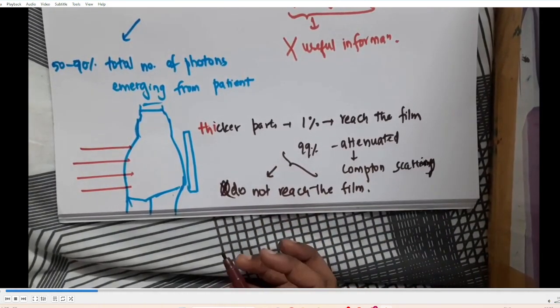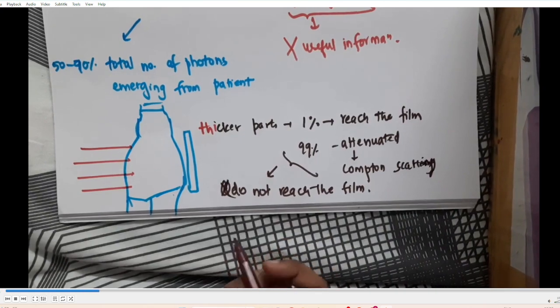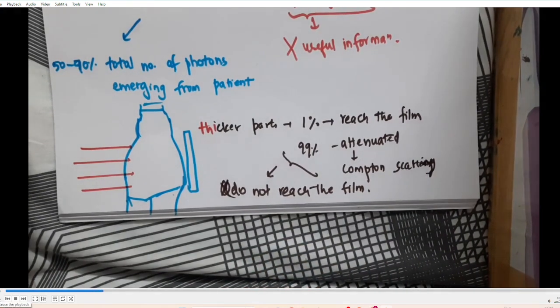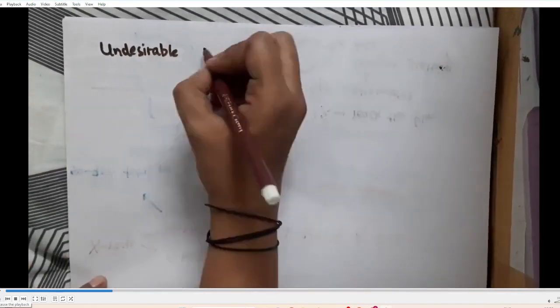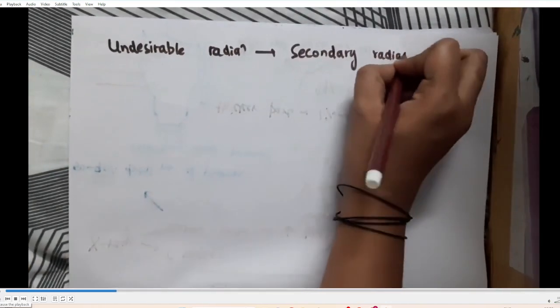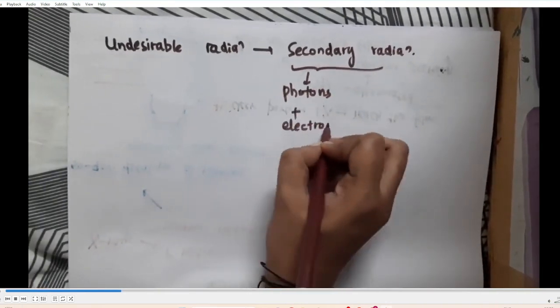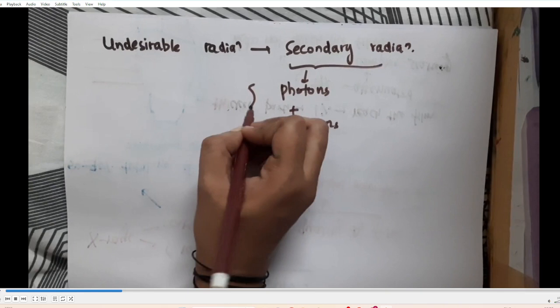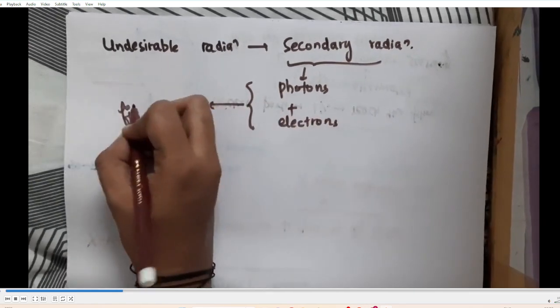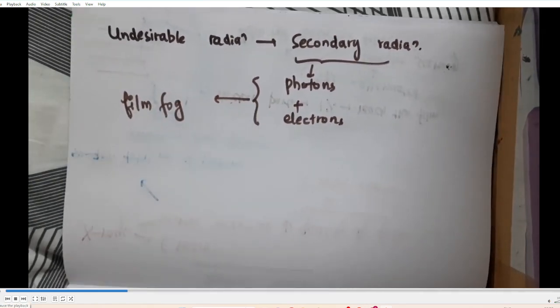Nevertheless, those that reach the film make a major undesirable contribution to film blackening. So undesirable radiation is the secondary radiation which causes film blackening. It would be more accurate to refer to all undesirable radiations as secondary radiation, which includes photons and electrons that contribute to film fog.